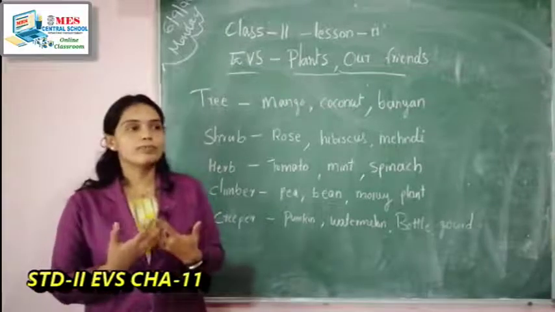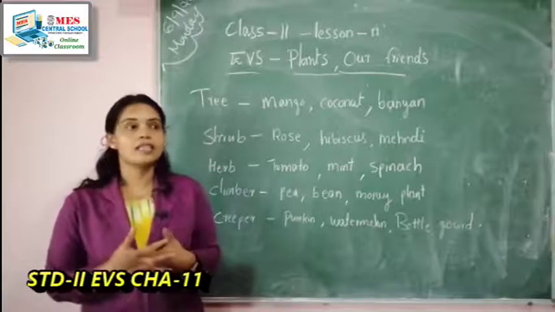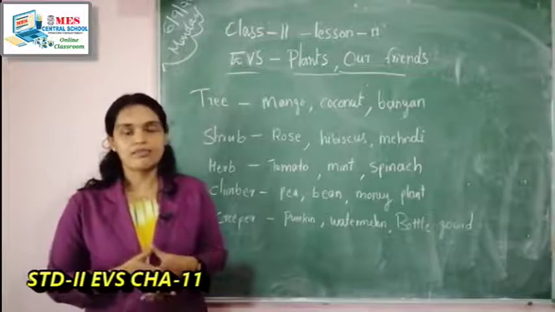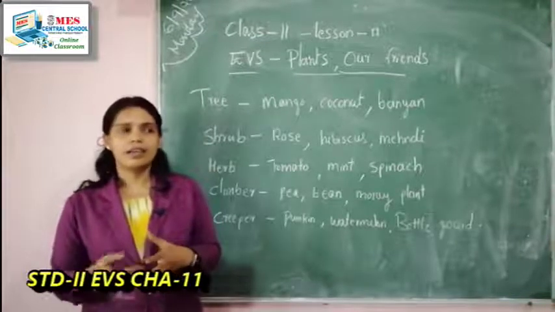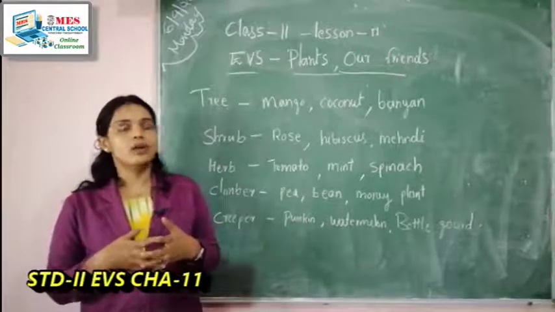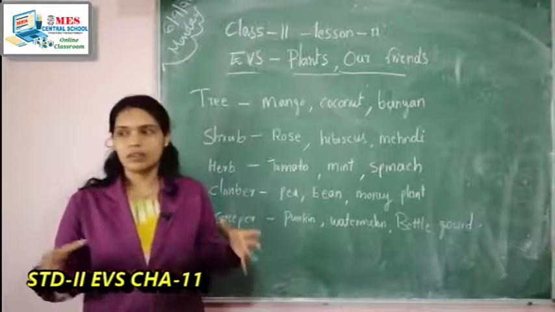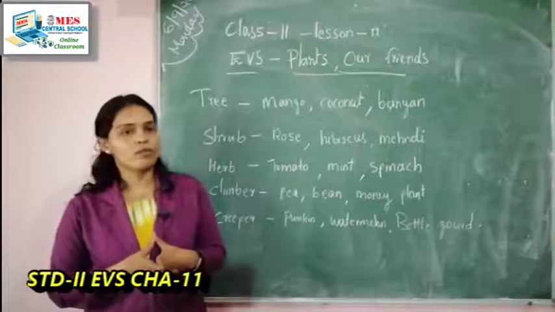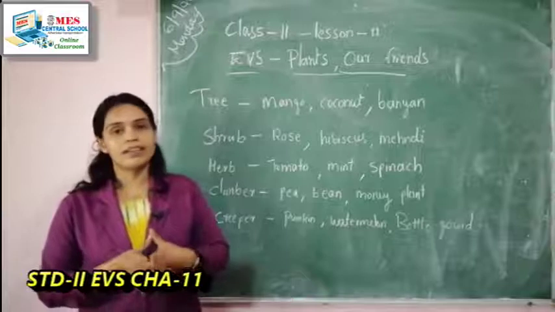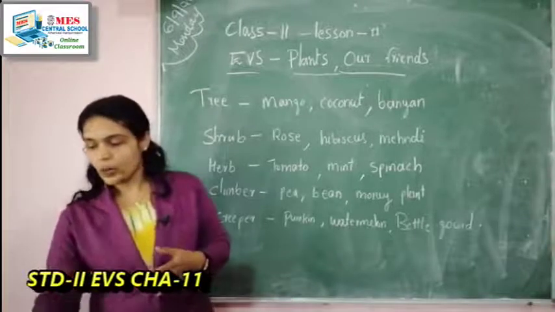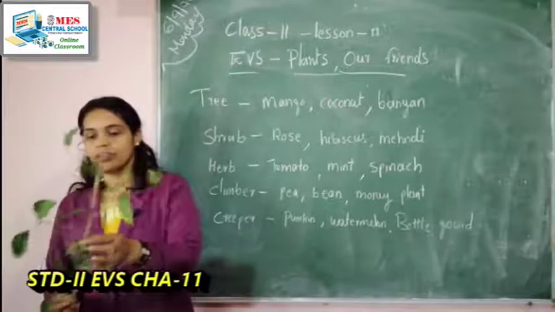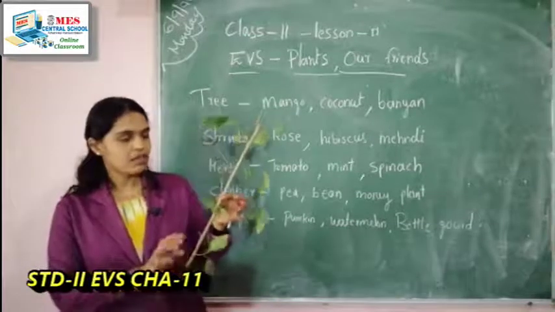And mehendi is also an example of a shrub. Then a familiar plant that we normally see near our houses is hibiscus. Now I am going to show one branch of a hibiscus plant.